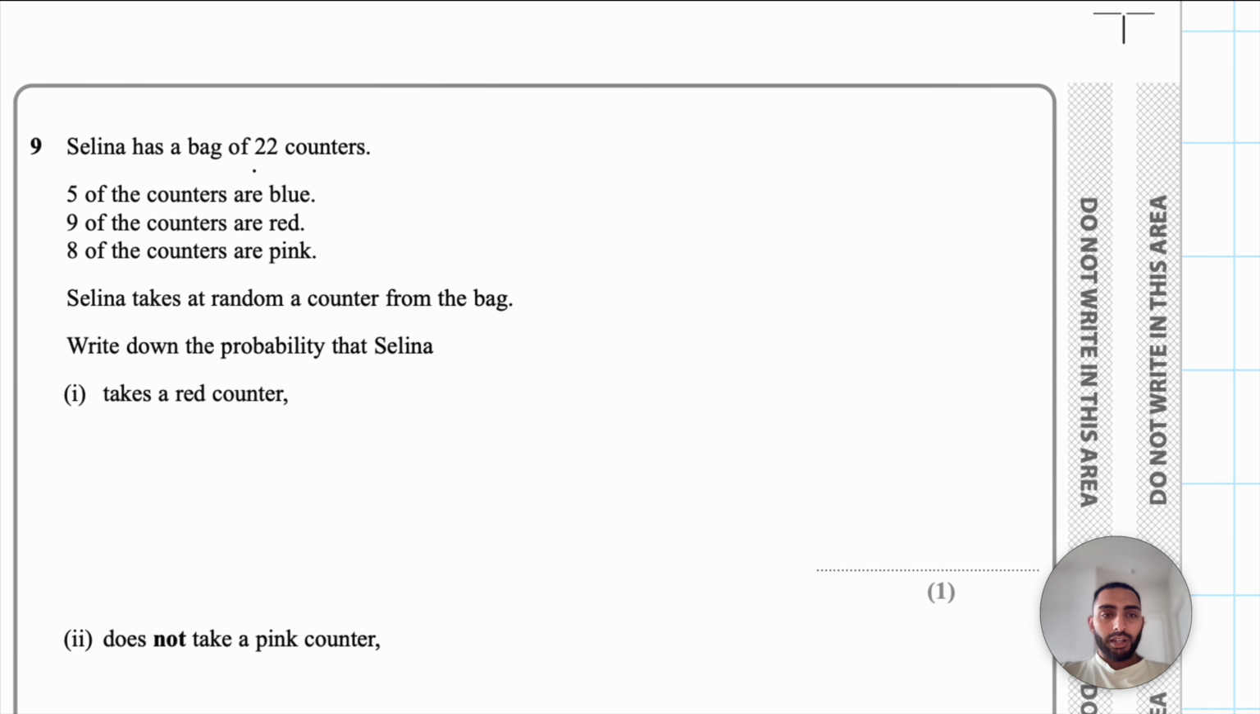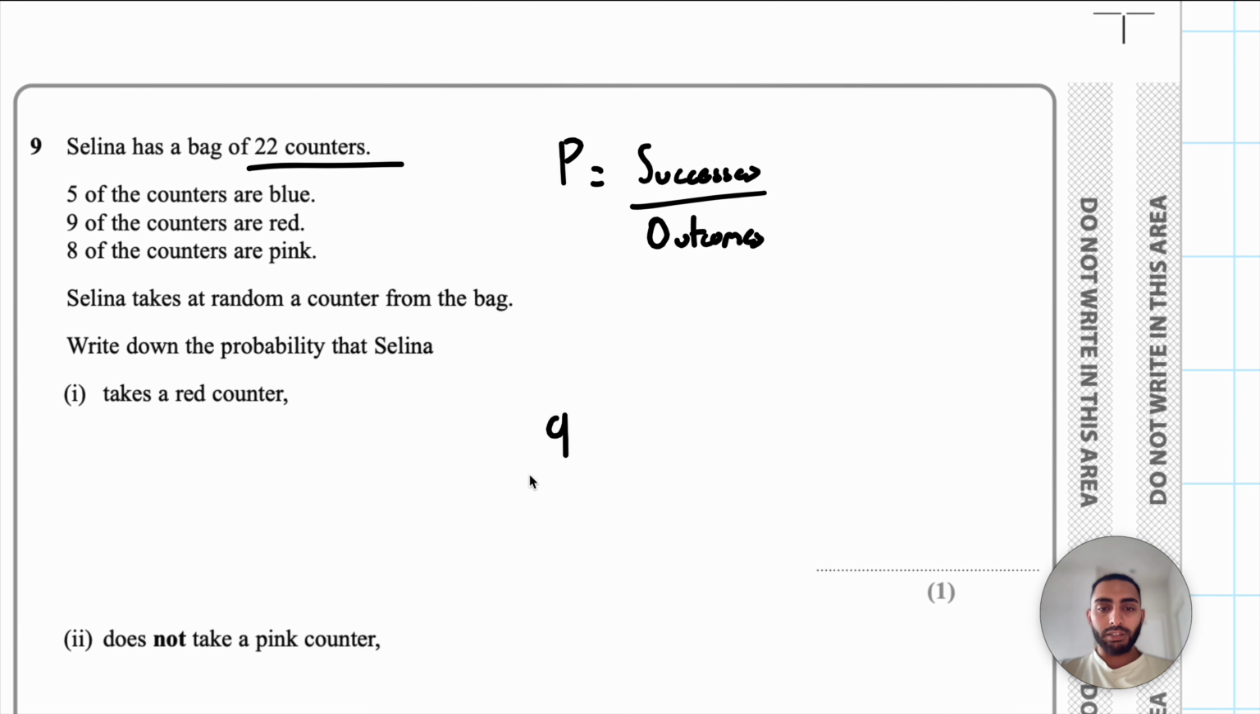Question 9. Selena has a bag of 22 counters. 5 of the counters are blue, 9 of the counters are red, 8 of the counters are pink. Selena takes at random a counter from the bag. To write probabilities, we need the successes, so what we're looking for, over the amount of outcomes. So how many things could happen? We're looking for a red counter, so that would be 9 chances of having a success. And the amount of outcomes is the amount of counters, so it'd be 9 over 22, and you can't simplify that.